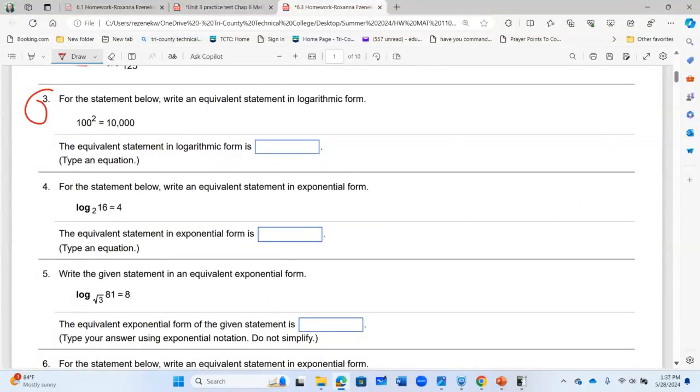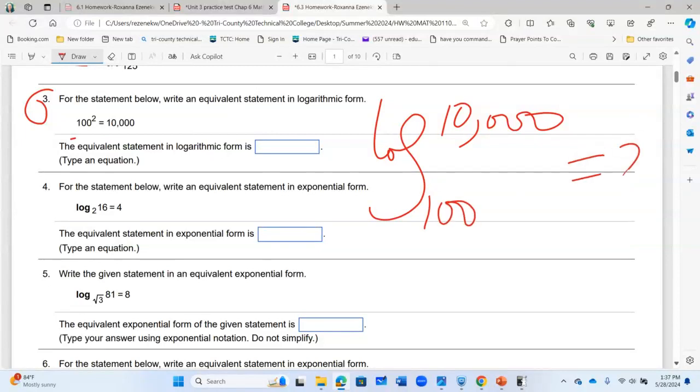Okay, I will write log of 10,000. The base of the exponential function is 100. Is equal to 2. This is another way of saying that if I square 100, I get 10,000. That's 100 times 100 is 10,000. Okay, I think we have done enough of that. Let's go to this one that has cube root.